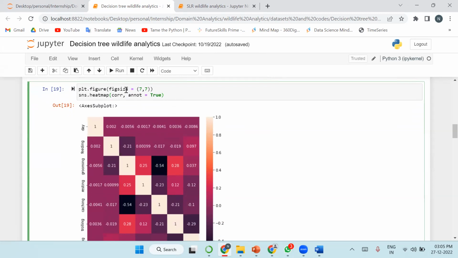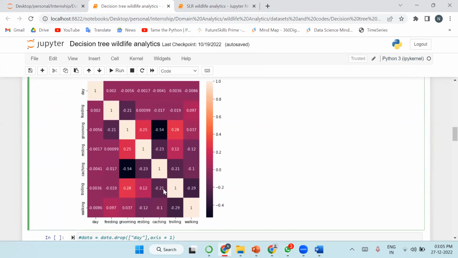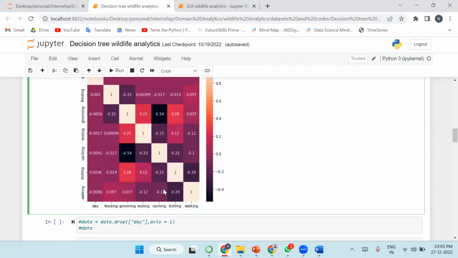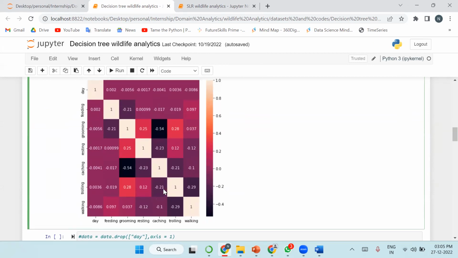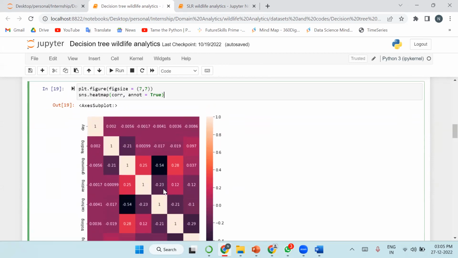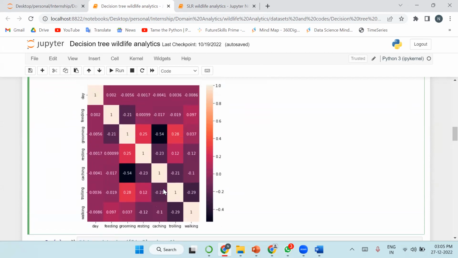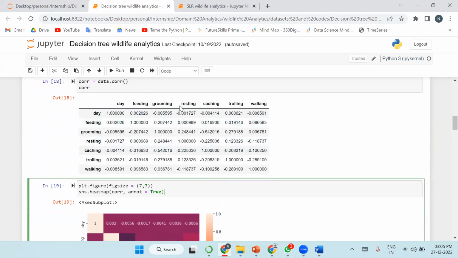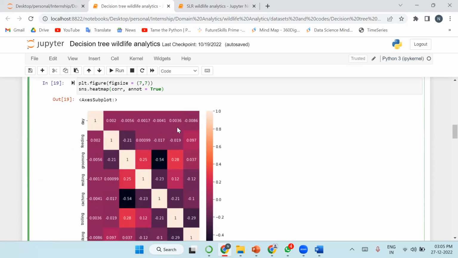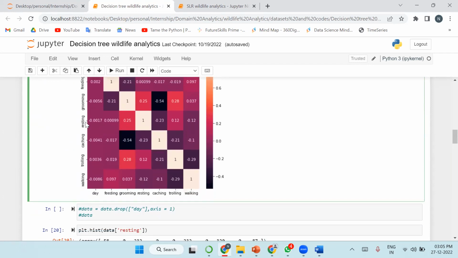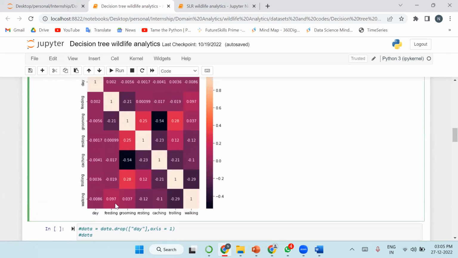So here is the graph of a heat map that shows the correlation of the data. The same values we get here. So if we see about the day and the feeding, you can see the data.